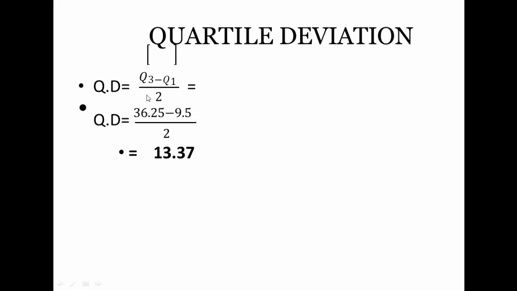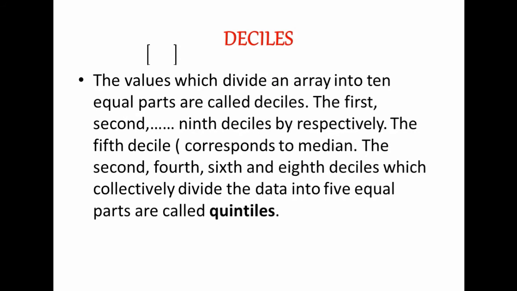So for the quartile deviation, this is the simple formula: Q3 minus Q1 divided by 2. And in the next video lecture we will discuss this quartile deviation for the dispersion, for the variance, and for the range. Now another partition, which is called deciles.